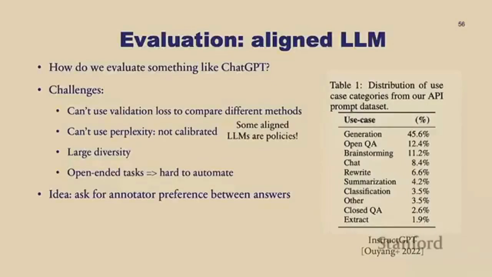Yes? I'm not sure I understand what you mean by you can't use perplexity because they're not calibrated. The LLM is still doing next token prediction. So why can't perplexity be used?